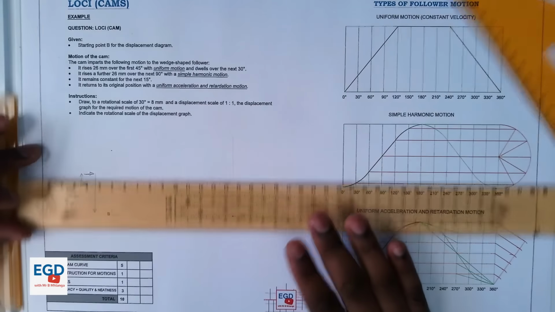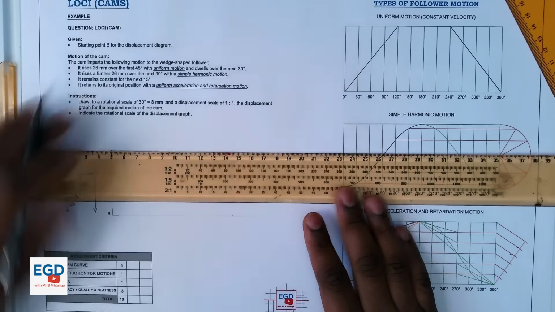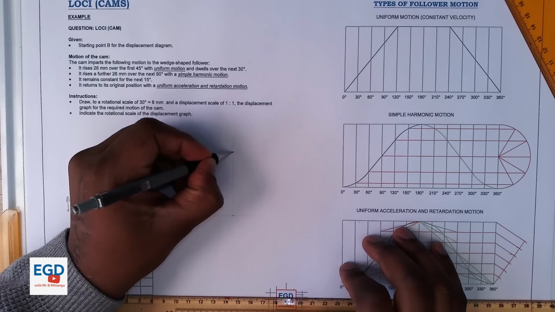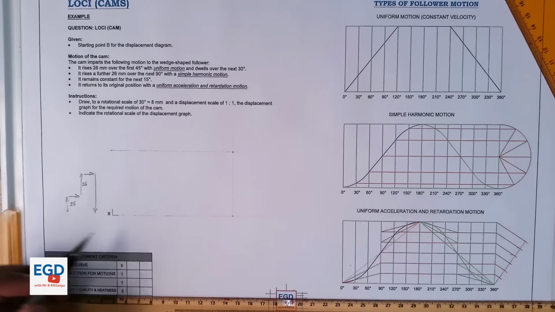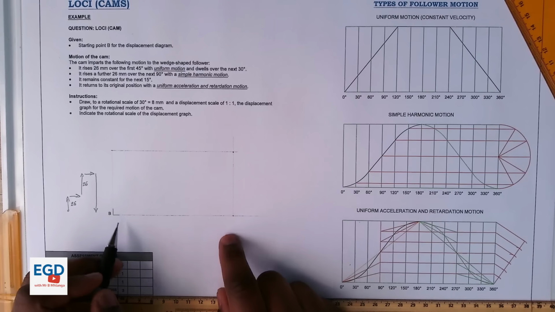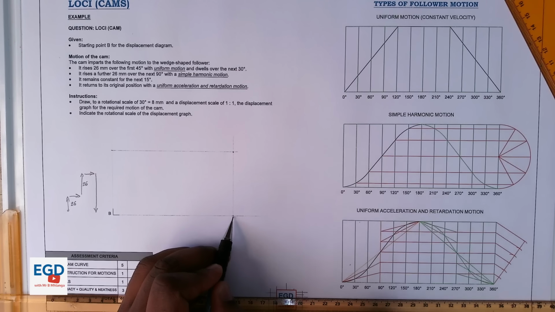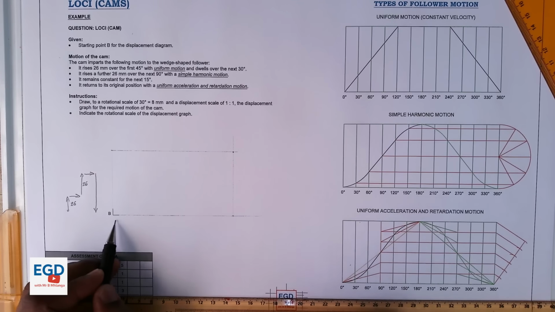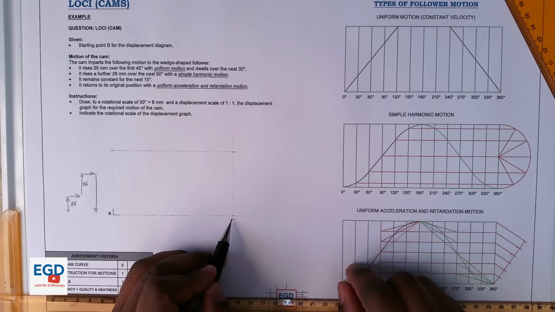All right, so I'm just drawing a rectangle here in light construction. Obviously our displacement graph or diagram will be within this rectangle. I hope it makes sense. Then from here I'll have to divide this length into 12 equal parts, so that I can label all the points at the bottom from 0 degrees to 360 degrees.